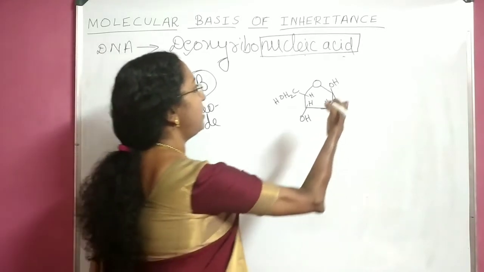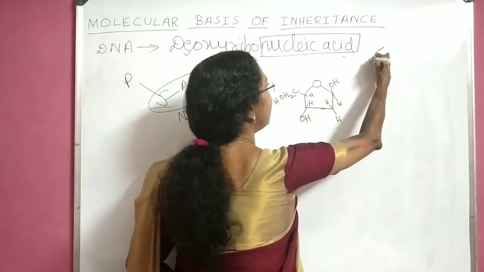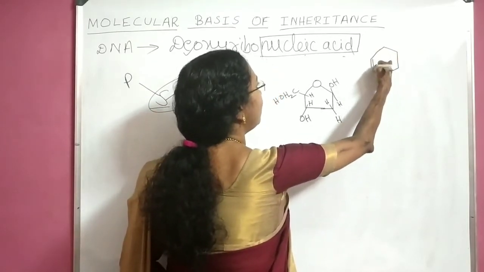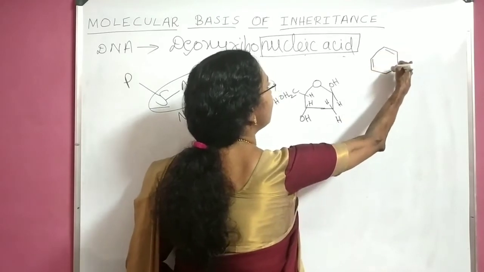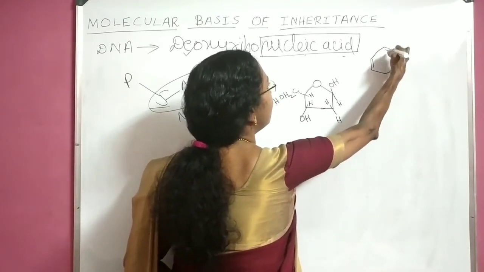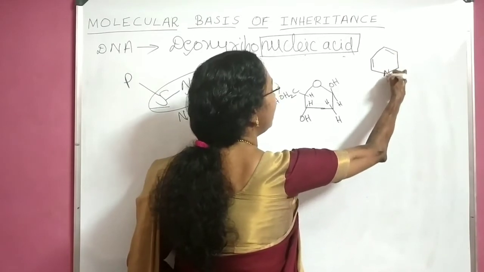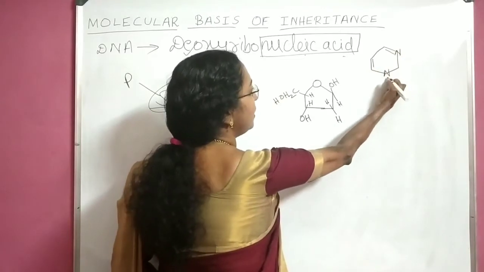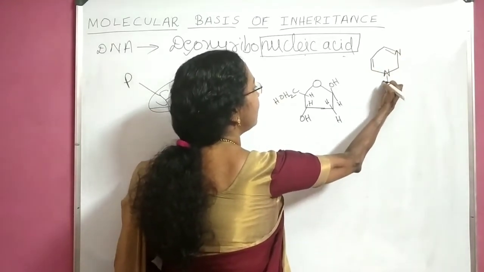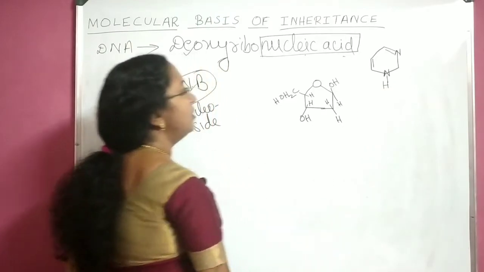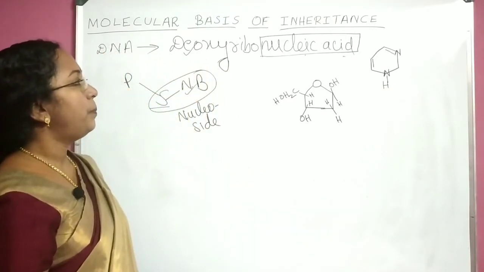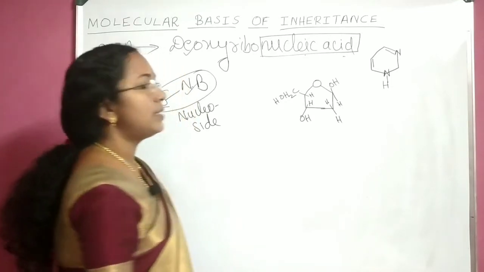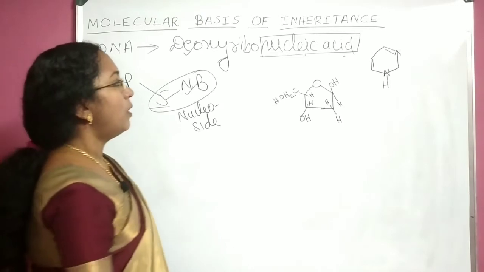So let me first take the simple nitrogenous base, pyrimidine, a 6-membered ring, with alternate double and single bonds. In odd positions there is nitrogen: nitrogen at position number 1 and the 3rd position. This is position number 1, and here I have attached a hydrogen. So this is how the structure of pyrimidine is.